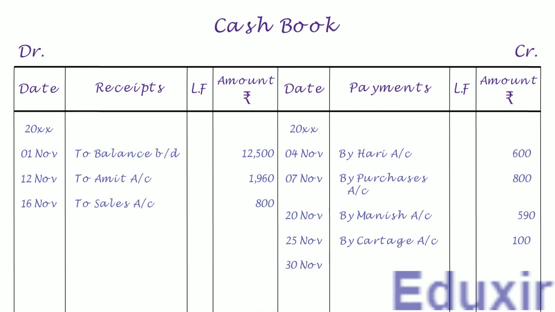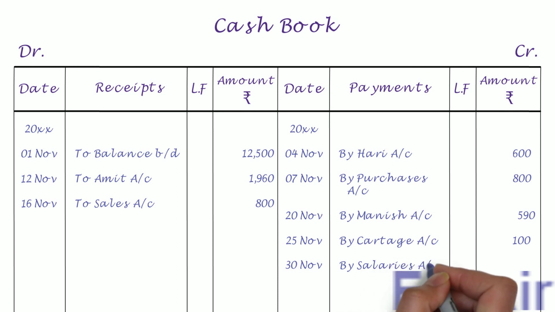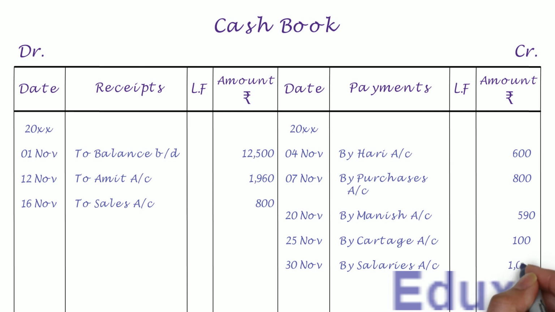Let us now record the salary account in the payments column. Let us then record the credit amount of 1000 rupees in the amount column. With that, we have completed the posting of this transaction in the cash book. In fact, we have completed the posting of all the transactions into the cash book. Let us first total the receipts and payments to find the balance.